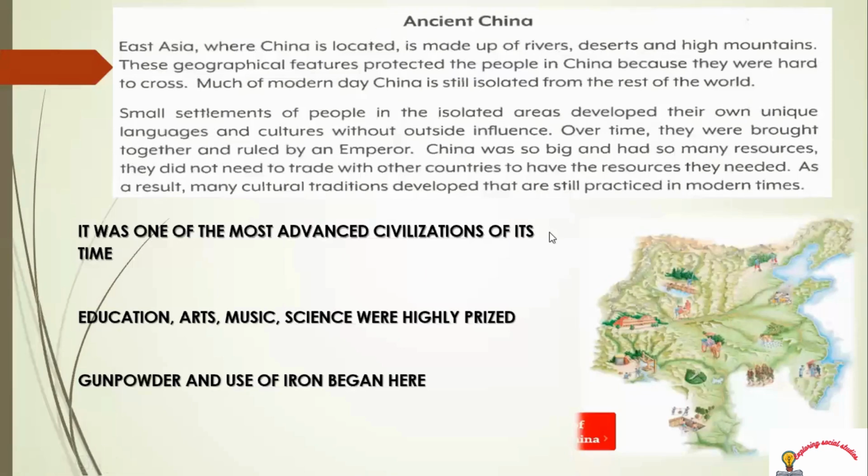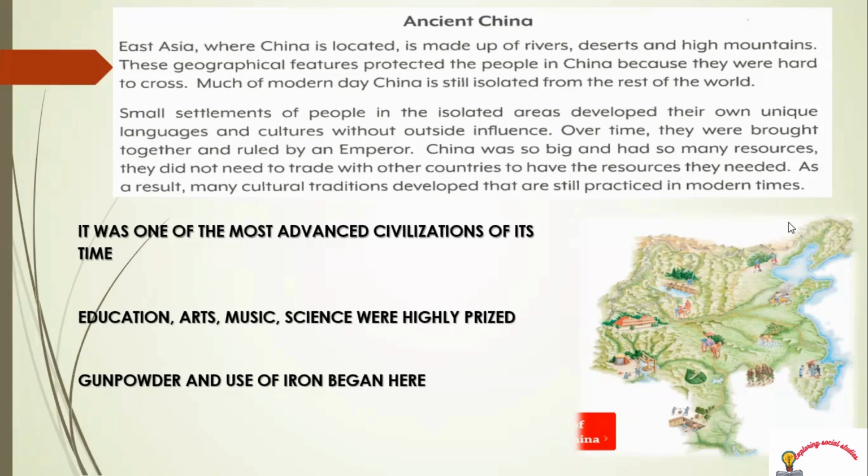East Asia, where China is located, is made up of rivers, deserts, and high mountains. These geographical features protected the people in China because they were hard to cross. Much of modern-day China is still isolated from the rest of the world. Small settlements of people in the isolated areas developed their own unique languages and culture without outside influence. Over time, they were brought together and ruled by an emperor.